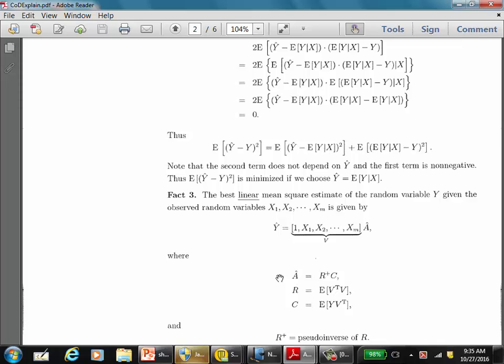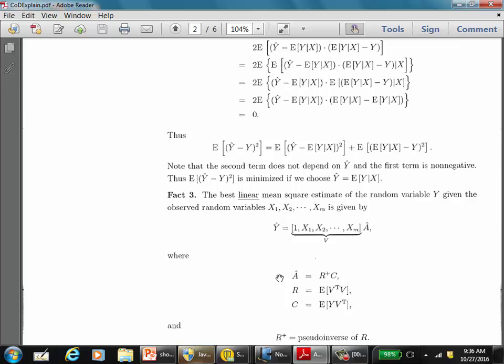Now fact number 3. The conditional mean is the best predictor among all possible estimators, and you will learn this even in other classes. In general, the conditional mean is hard to compute because you need the conditional density function. If you restrict yourself to the class of all linear predictors, then you can get a closed form expression.